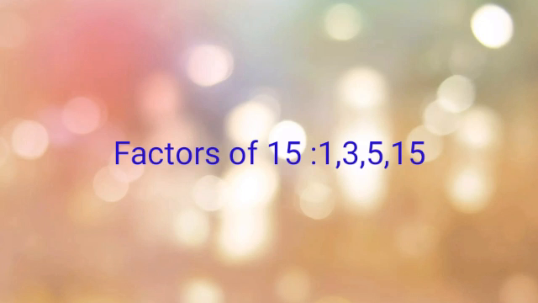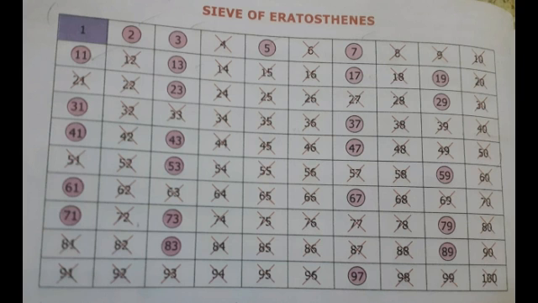Shall we see how to find prime numbers and composite numbers? Now we are going to see a table called the Sieve of Eratosthenes. First, let me write the numbers 1 to 100.